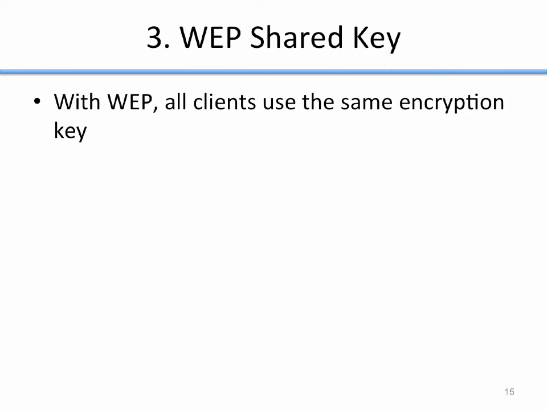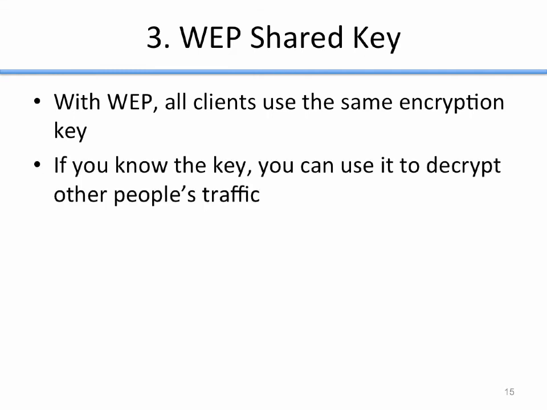So a third type of attack is based on WEP. And so you may remember that I mentioned that when you use WEP, all clients use the same encryption key. And that's an important thing to know, because if all clients use the same encryption key, then if you know the key, you can use it to decrypt other people's traffic because they're encrypting their traffic with the same key that you are. So if you're a valid user on a WEP network and you know the key, you could decrypt anybody else on the network's traffic.